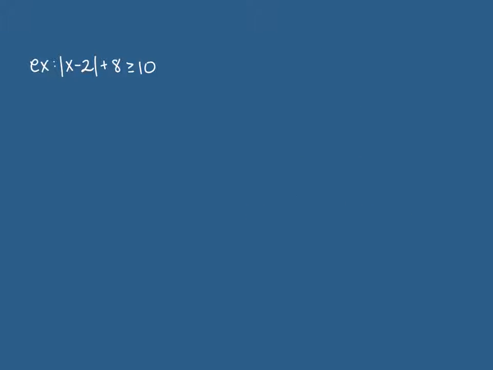Let's look at one more just for good measure. So this time it says the absolute value of x minus 2 plus 8 is greater than or equal to 10. So the first thing I'm going to do is try to isolate that absolute value. So I'm going to subtract 8 from both sides. So I get the absolute value of x minus 2 is greater than or equal to 2.